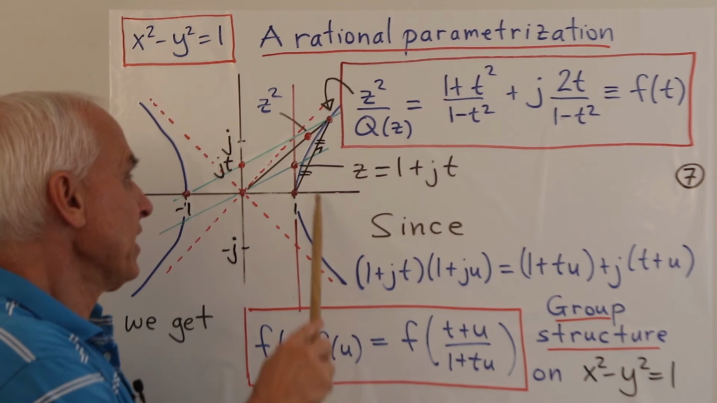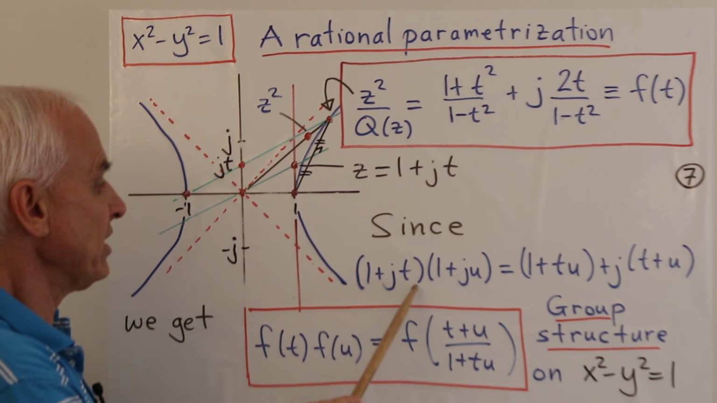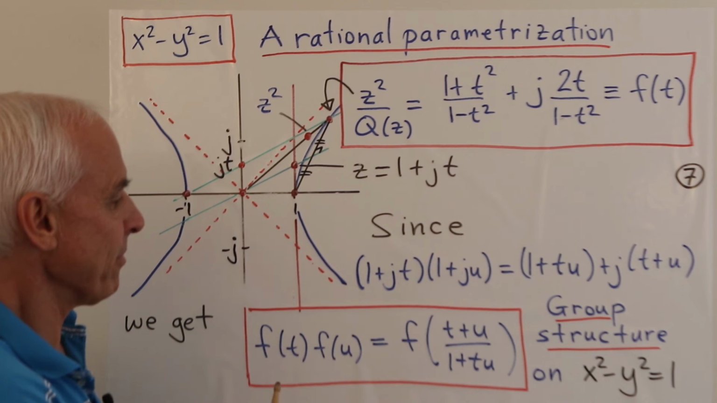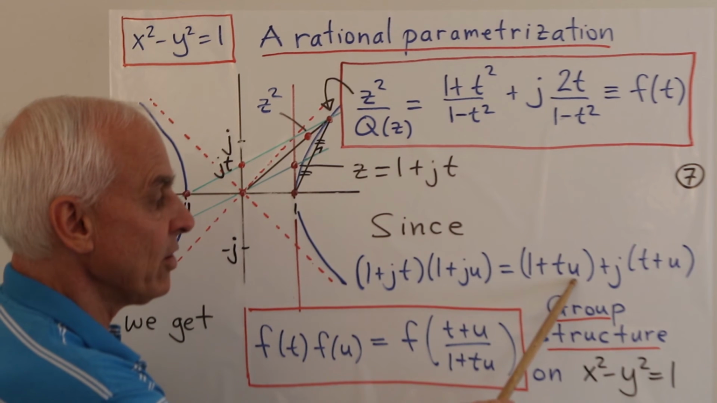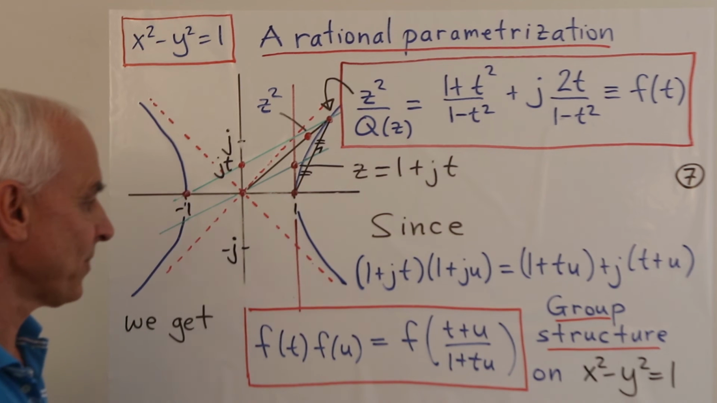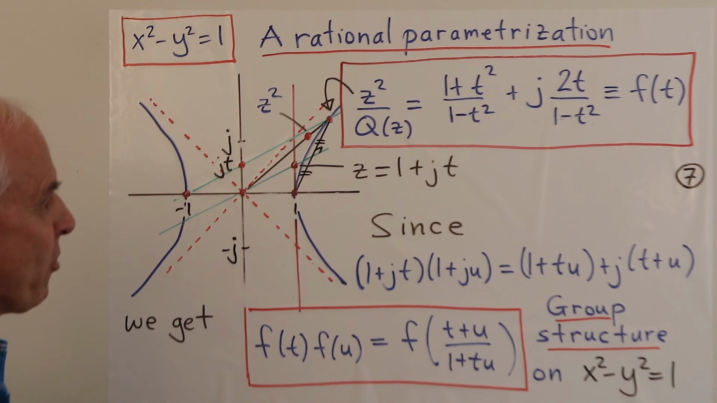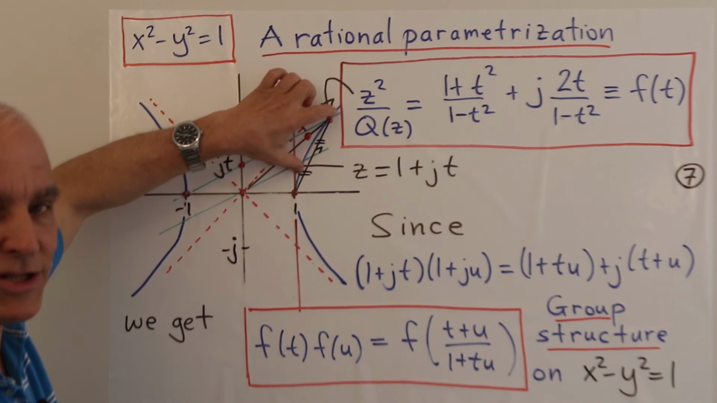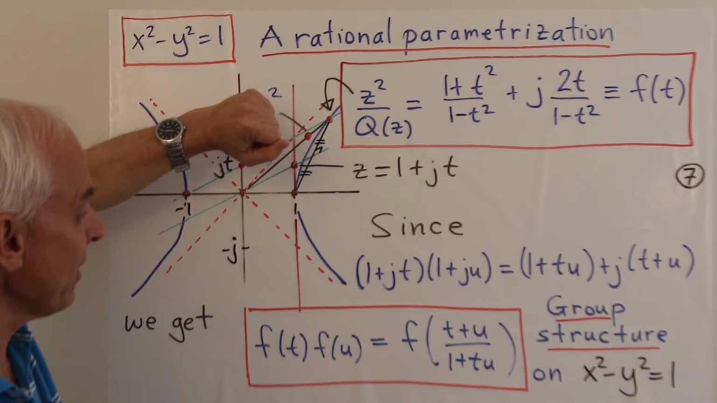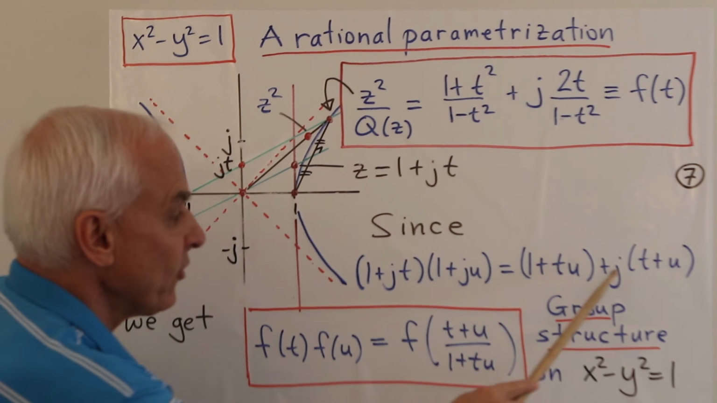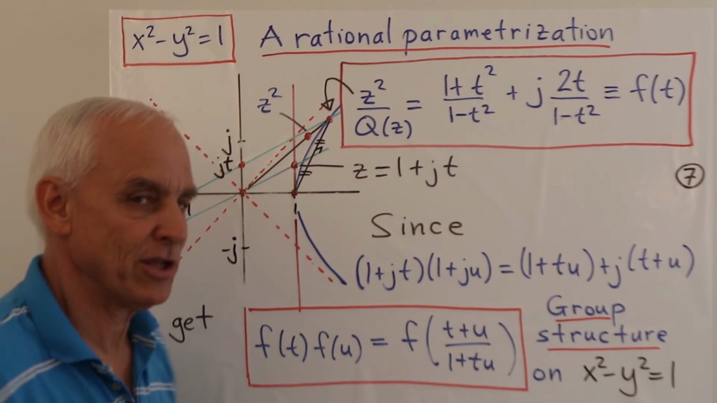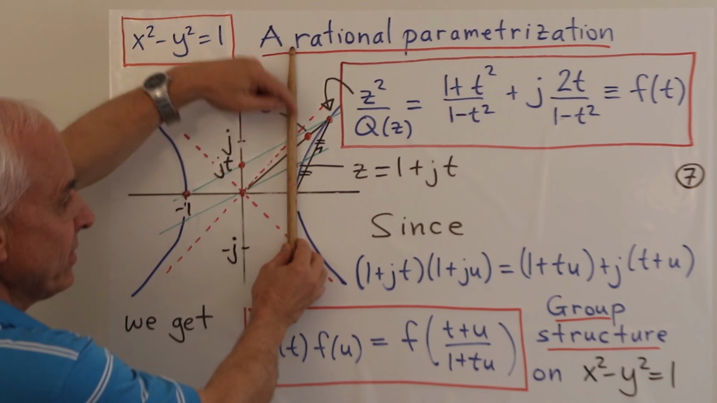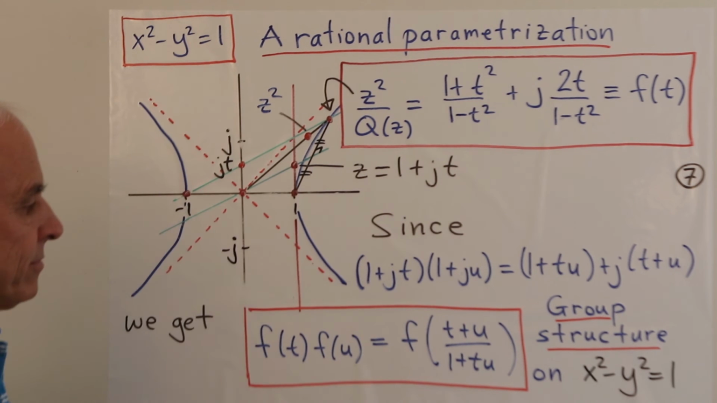Okay, so if we have 2 points on here, say 1 plus jt and 1 plus ju, then the way they multiply in the red complex number story, we get 1 plus tu plus j times t plus u. And that gives us this formula that f of t times f of u, so the product of 2 points on the conic, will be f of t plus u divided by 1 plus tu. The appropriate scaling of this thing so that we get onto a point on this line.